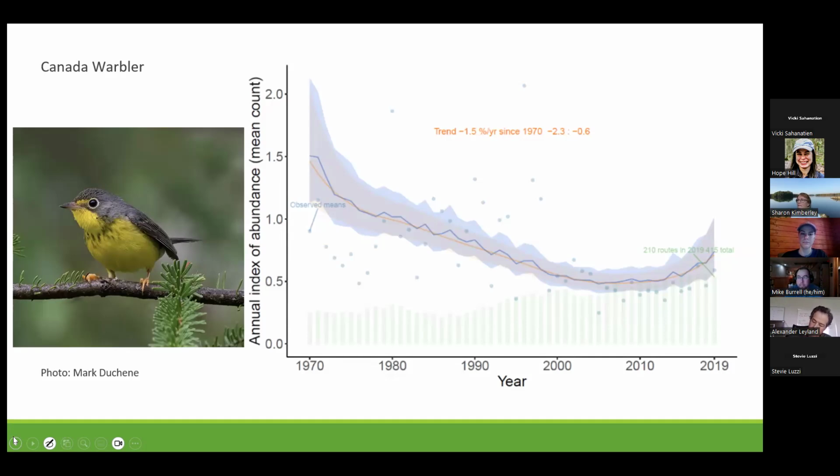But the good news is it has shown a bit of a positive trend over the last 5 or 10 years. As a result, this species was downlisted, or uplisted depending on your perspective. It was changed from threatened status to special concern, which is better for the bird. We know it's doing better than we thought it was 10 or 15 years ago when it was last assessed.